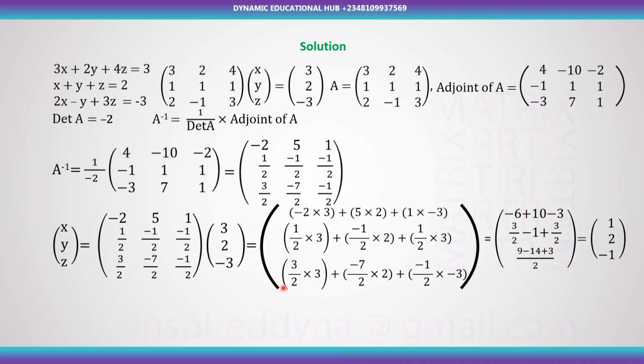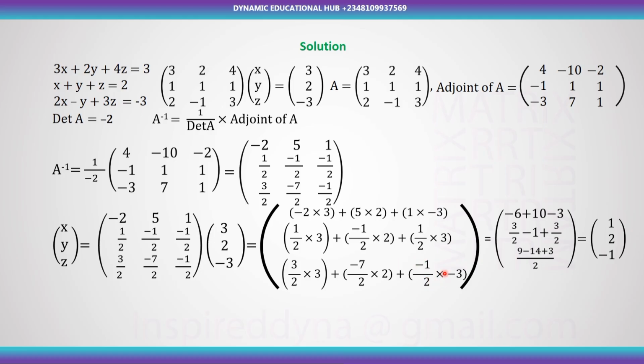Your LCM is going to be 2, and that is what we have here. 3 times 3, that is 9. 2 into 1 multiplied by 9, that is why we have 9 here. We also have minus here. And minus 7 times 2, that is minus 14. 2 into 1 multiplied by minus 14, that is why we have minus 14 here.